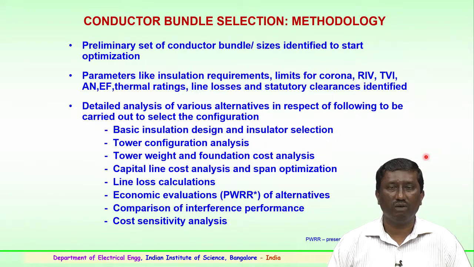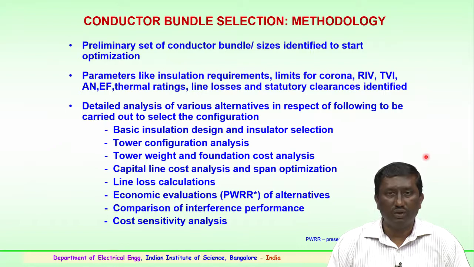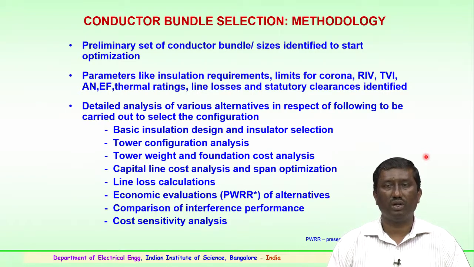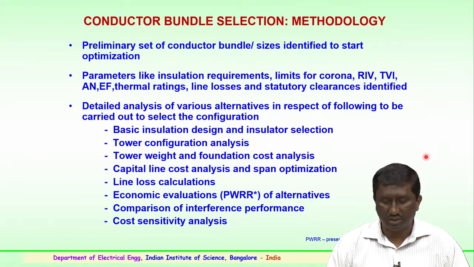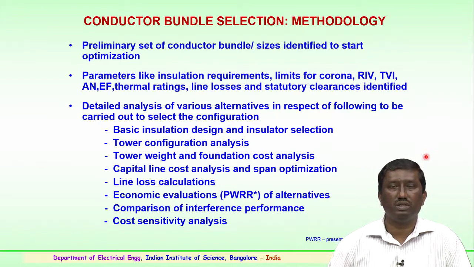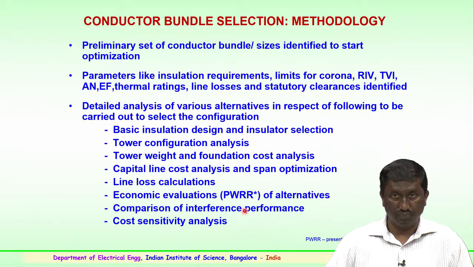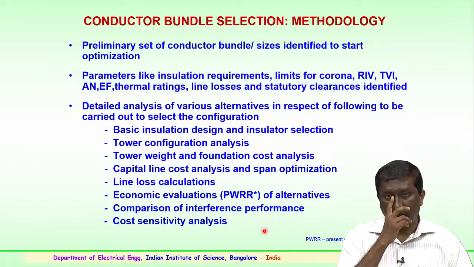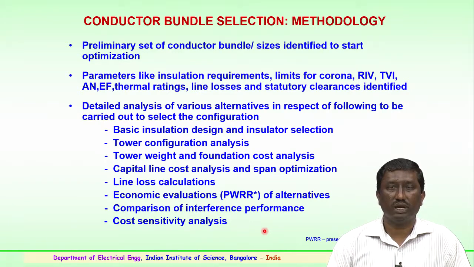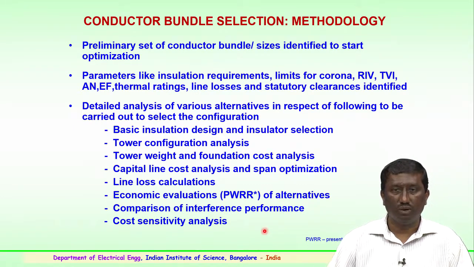Then economic evaluations of alternatives, that is PWRR. PWRR is the present worth of a revenue requirement, which is to be recovered. Then a comparison of interference performance has to be made, and the cost sensitivity analysis. So, these are the important parameters or points to be taken into consideration while going in for the selection of any conductor bundle for suitable voltage levels.